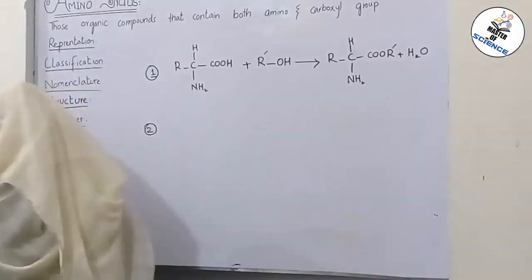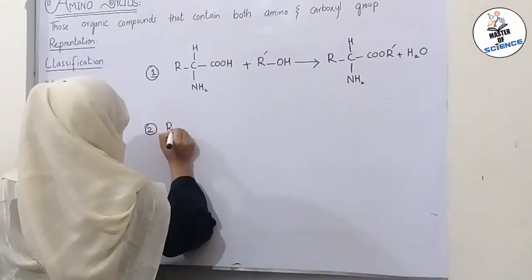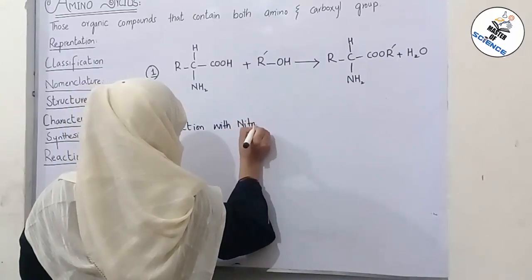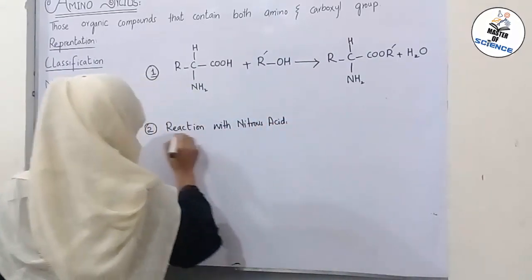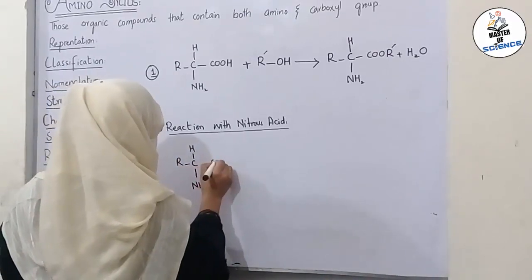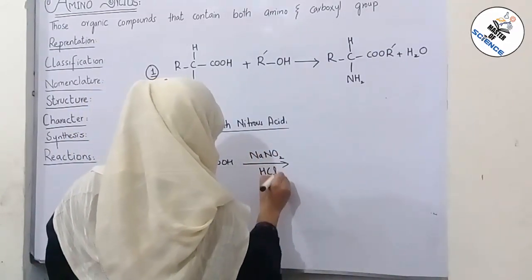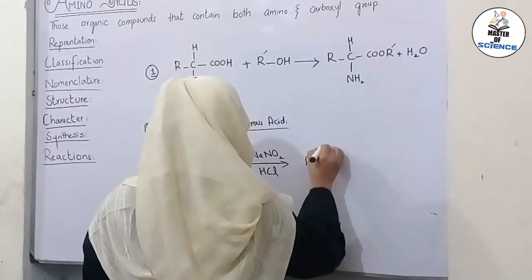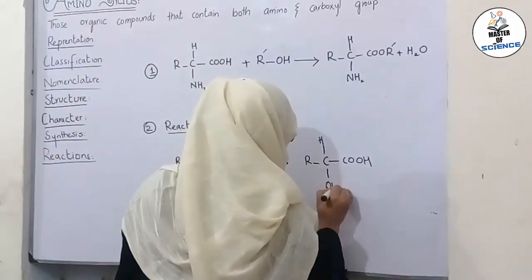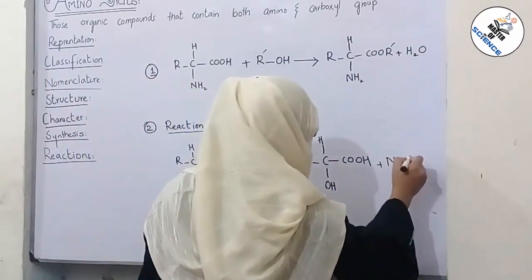Next one is the reaction with nitrous acid. Nitrous acid means NaNO2 in the presence of HCl. So alpha hydroxy acid will be formed along with nitrogen gas.